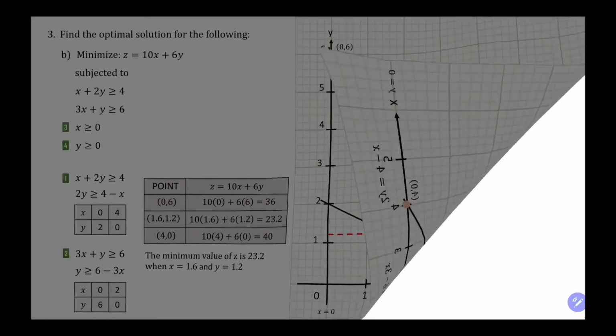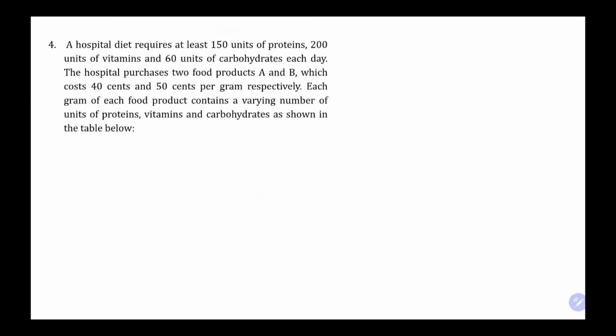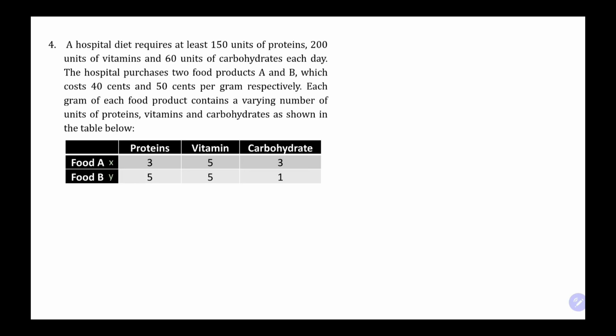And last question, number 4. A hospital diet requires at least 150 units of proteins, 200 units of vitamins, and 60 units of carbohydrates each day. The hospital purchased two food products, A and B, which cost 40 cents and 50 cents per gram respectively. Each gram of each food product contains a varying number of units of proteins, vitamins, and carbohydrates as shown in the table below. We have food A and food B.